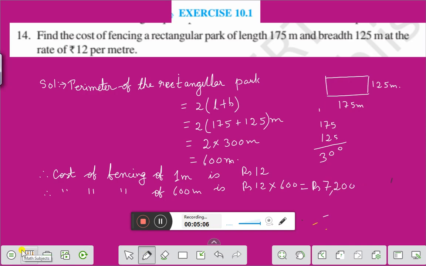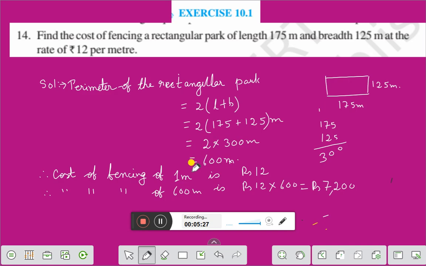Once again we are repeating here. Find the cost of fencing a rectangular park of length 175 meter and breadth 125 meter at the rate of rupees 12 per meter. That means you have to find first the perimeter of the rectangular park. And we know that the perimeter of a rectangle is 2 into L plus B. That is 2, length is 175 and breadth is 125.